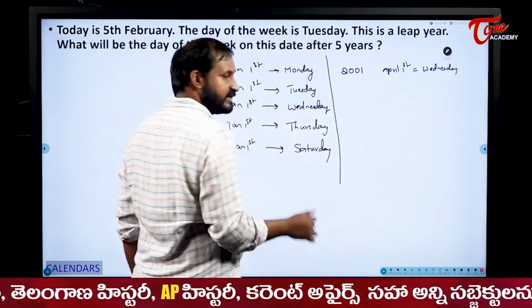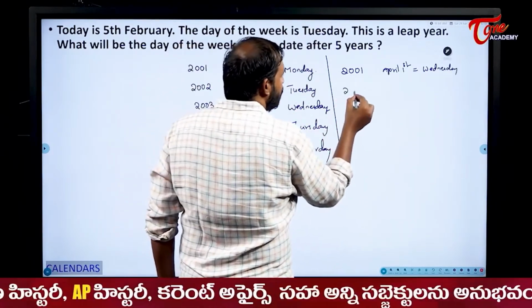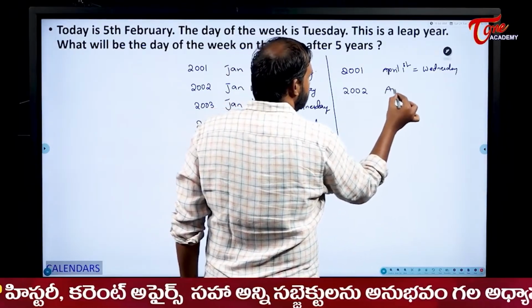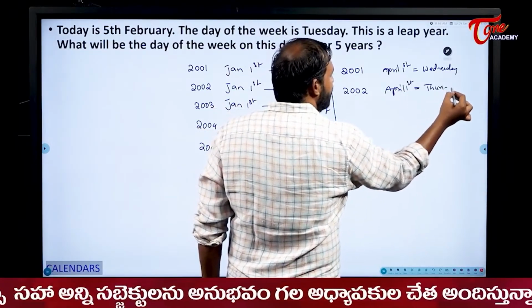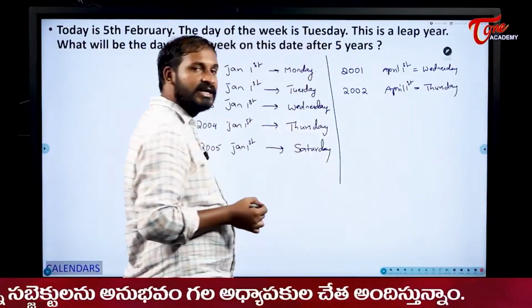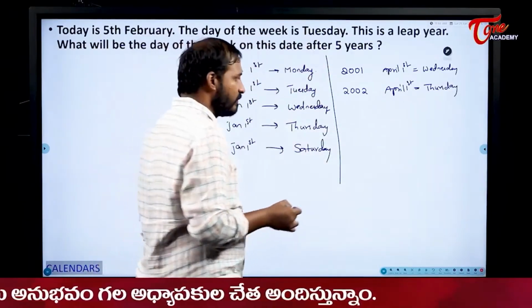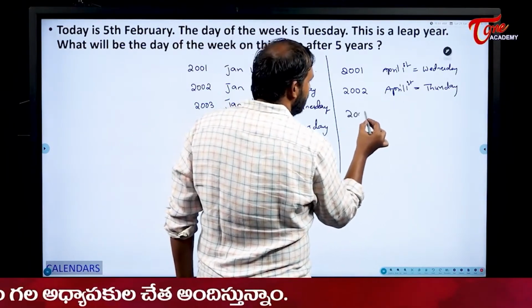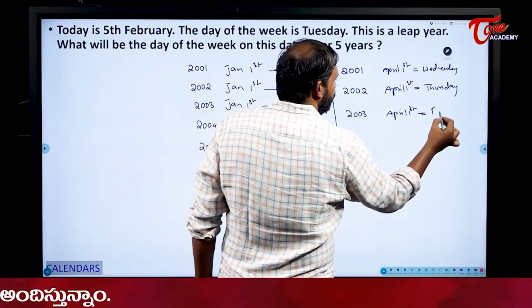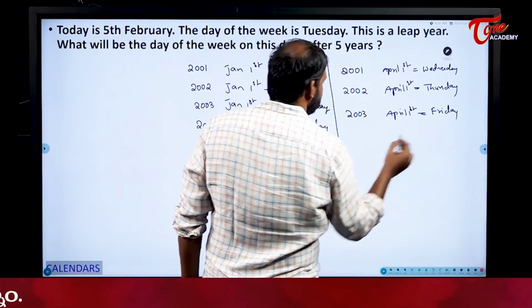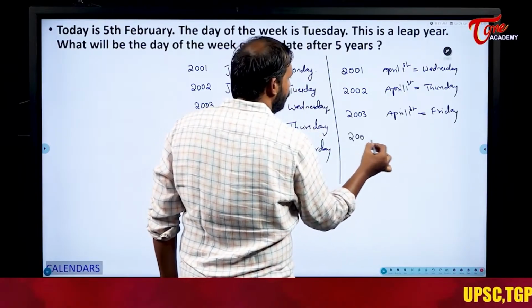April 1st is some Wednesday. Now, please tell me what will be 2002 April 1st. It will become Thursday for us, a 1 day jump. Why? Because 2002 is a normal year and 2001 is also a normal year. Next, 2003 April 1st will become Friday for me, only a 1 day jump. Now see here, 2004 April 1st.